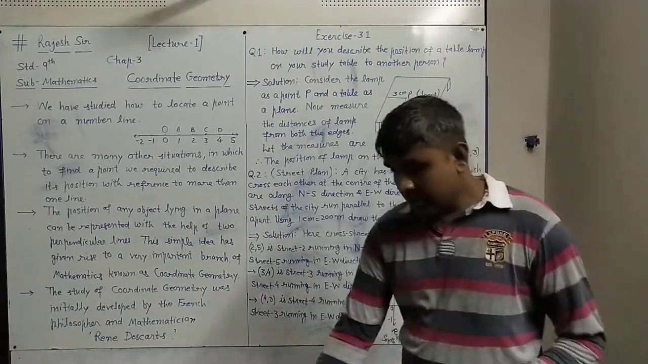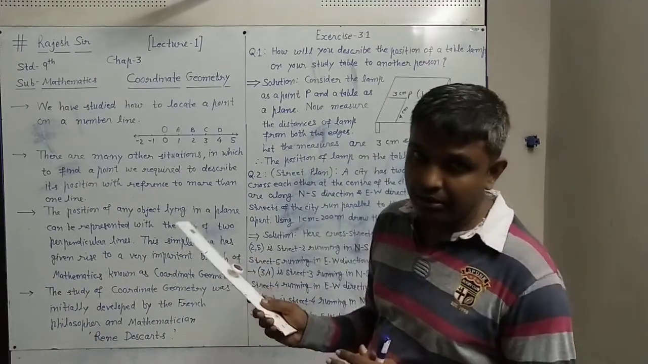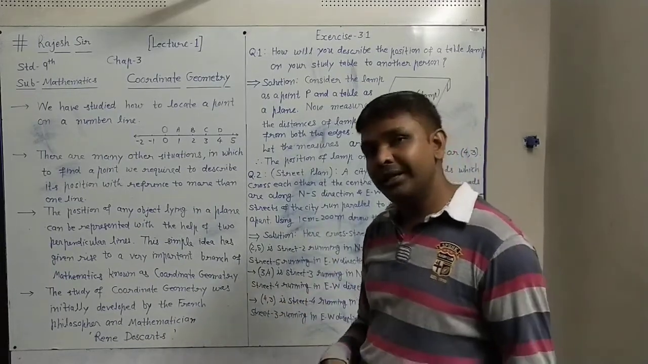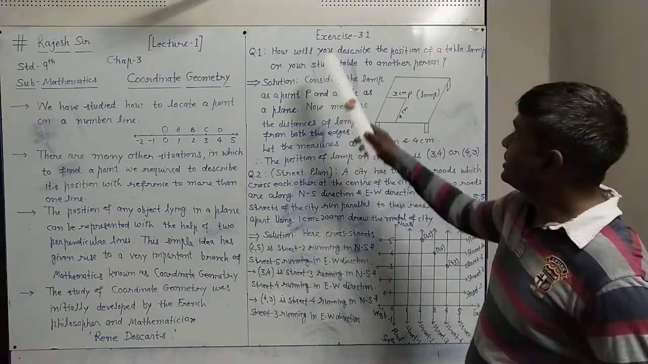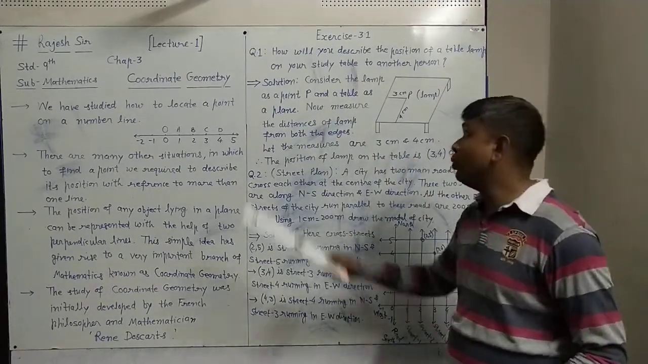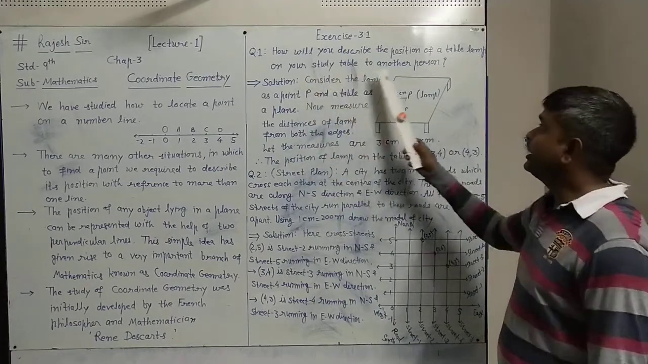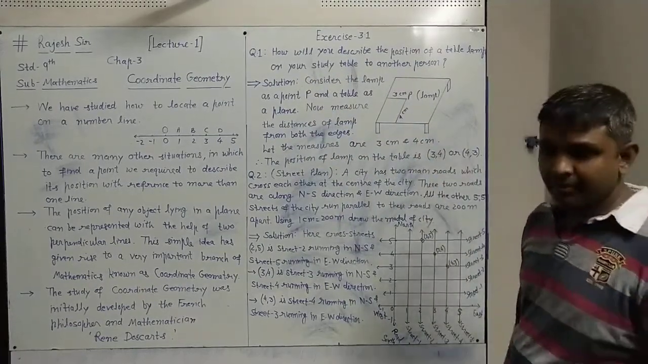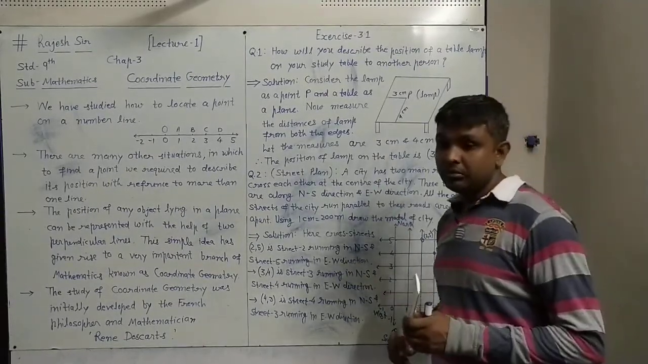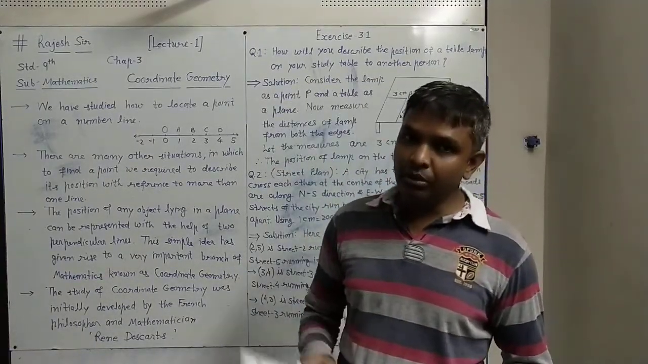Now, to understand coordinate geometry, which includes two perpendicular lines, that is, a horizontal line and a vertical line, to locate a point or any object, we have exercise 3.1 and some examples given in the textbook. So we are seeing directly exercise question number 1: how will you describe the position of a table lamp on your study table to another person? You have a table, and on that table you have a lamp, and you have to describe the position of the lamp on the table.